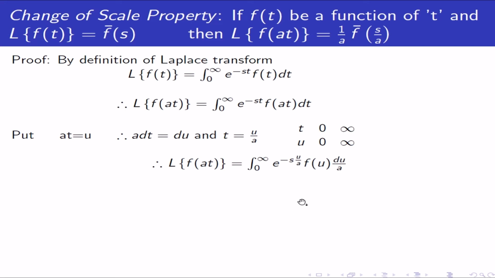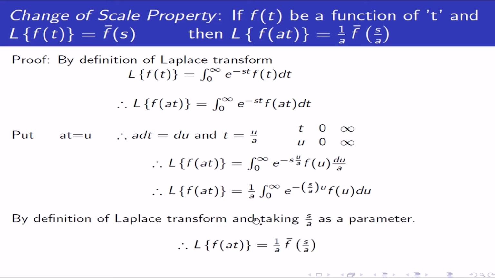Hence, by replacing the entire integral in terms of u, we will get the integration from 0 to infinity of e to the power minus s u by a, f of u, du by a. As far as integration with respect to u is concerned and a is a constant, we can take 1 by a outside, and a little change we can make in the power: e to the power minus s by a times u, f of u, du. By definition of Laplace transform, we can take s by a as a parameter, and it is nothing but f bar of s by a. And hence we can prove that the Laplace transform of f of at is equal to 1 upon a f bar of s by a.